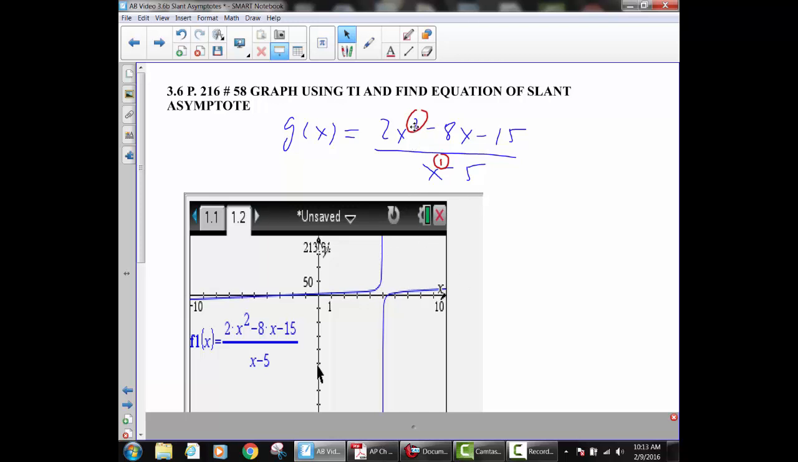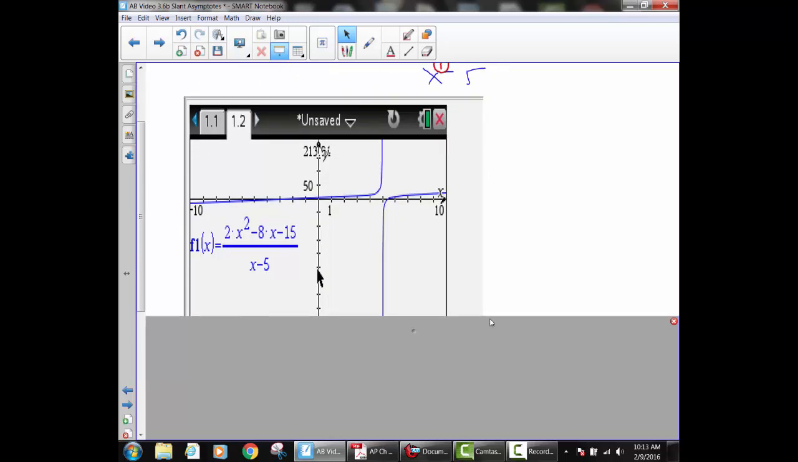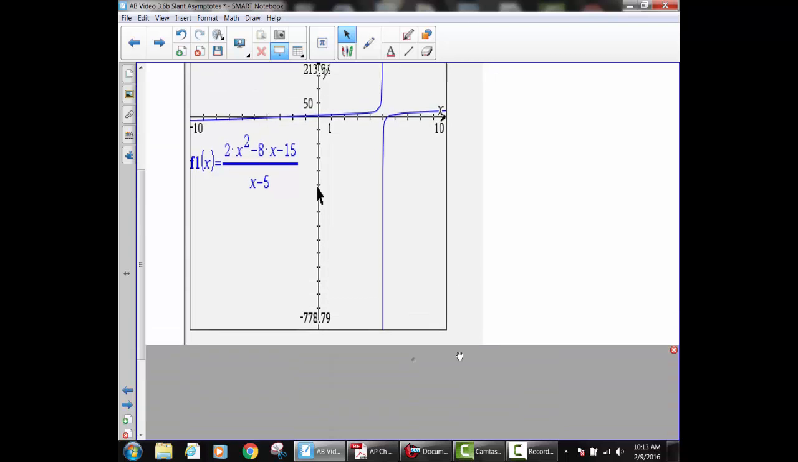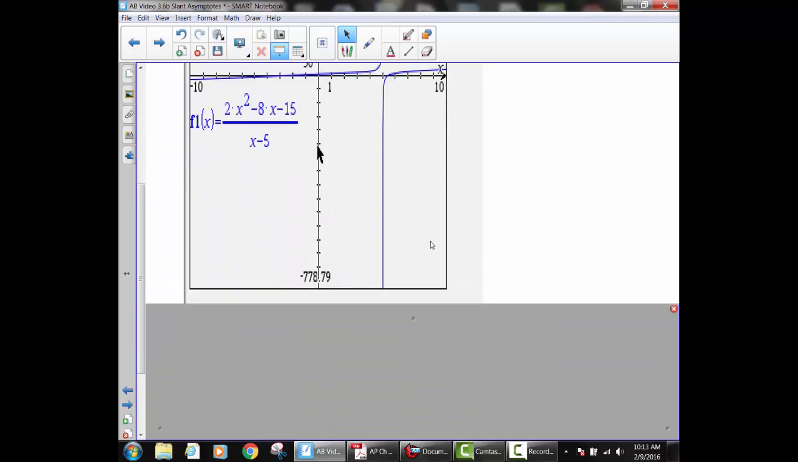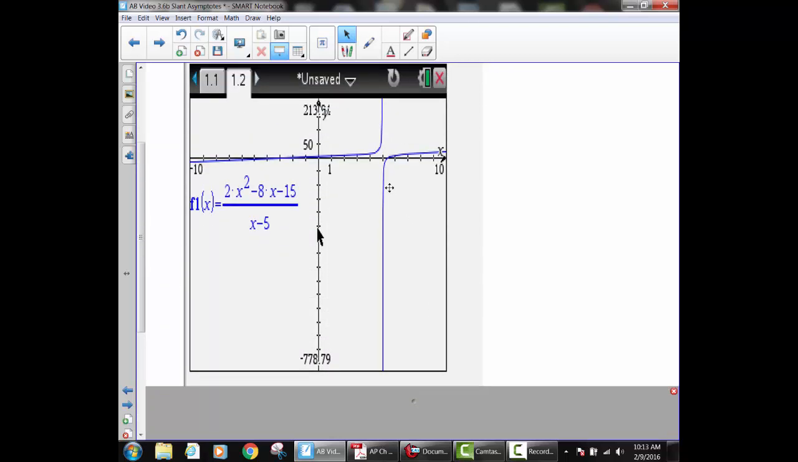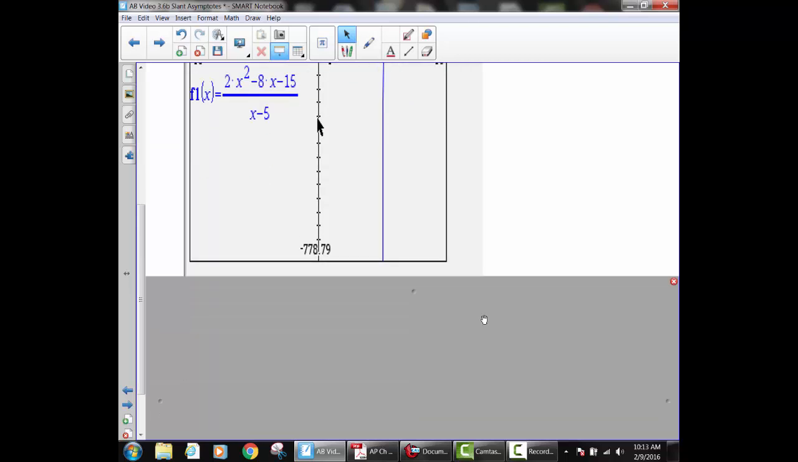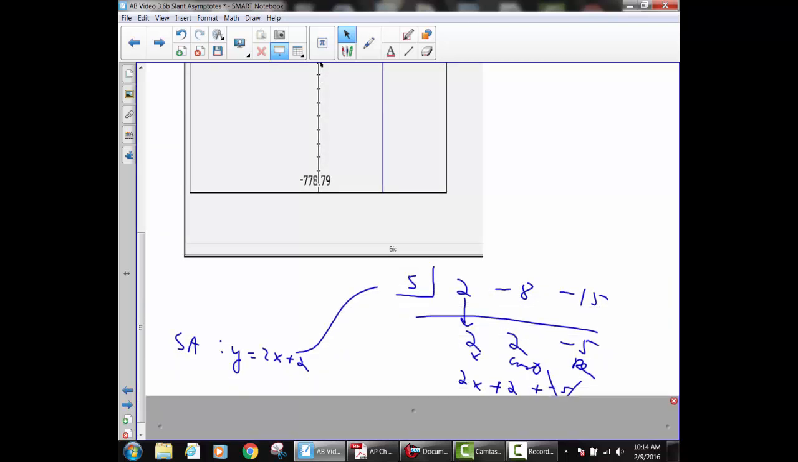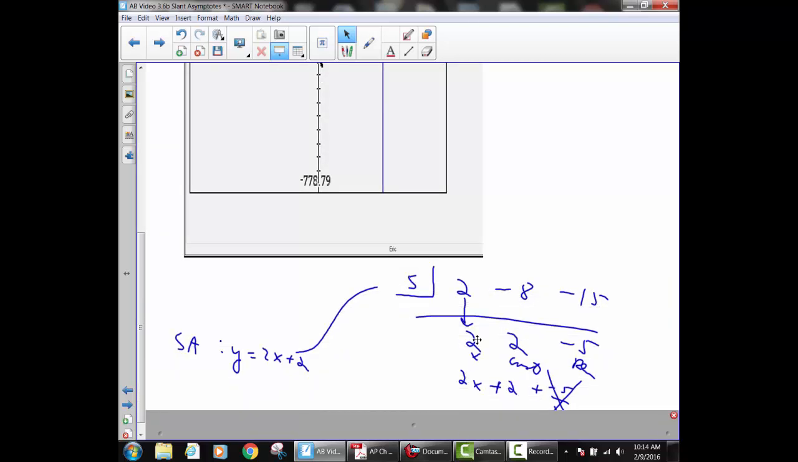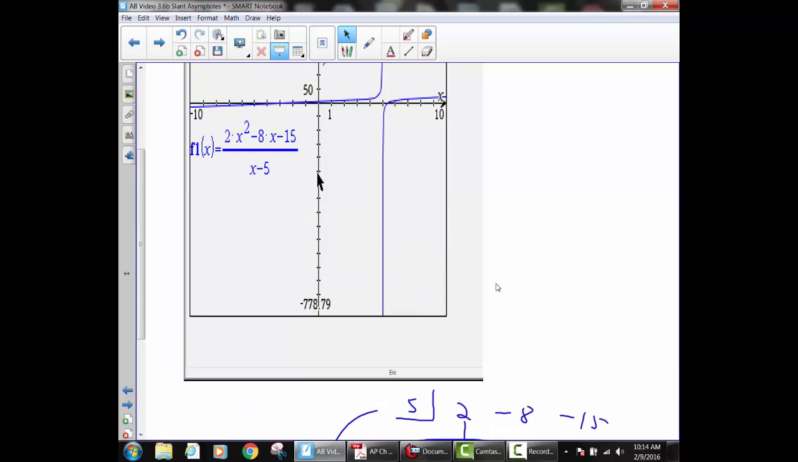But you know there's a slant asymptote because the polynomial on the top's degree is 1 more than the polynomial on the bottom. So to actually find the equation of the slant asymptote, which I can tell you right now, your calculator cannot do in the graph screen. There is no slant asymptote functionality. So I'm going to take my 2x.